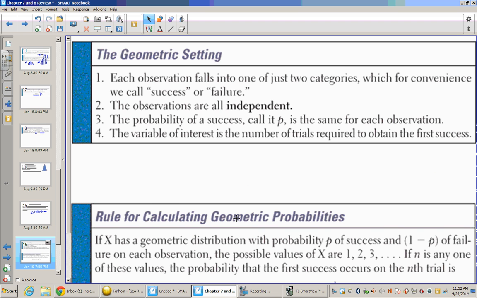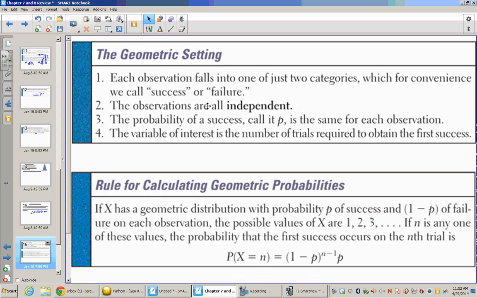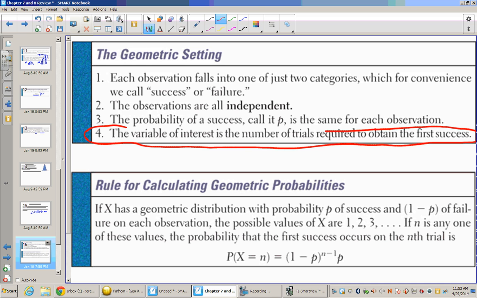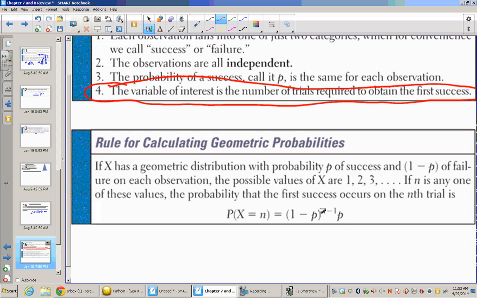Now we need to look at the geometric setting. In the geometric setting, we have success and failure. Each observation is independent. The probability of success is the same for each observation, but this number n is different. What we're concerned about is the number of trials until we get our first success. The formula is always failure to the n minus 1 times the probability of success.